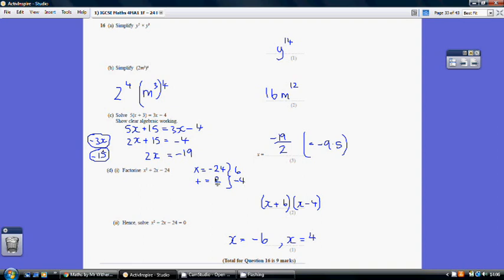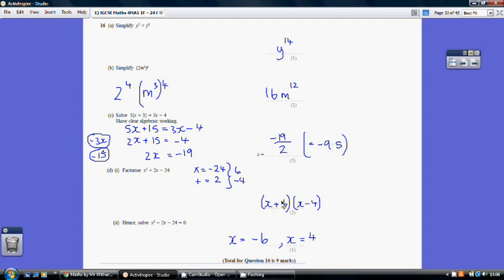6 minus 4 is 2. So our final answer for D part 1 is x plus 6, x minus 4. Now once we've factorised this expression, it's easy to move on to solving this equation, because the left hand side is again x plus 6, x minus 4.